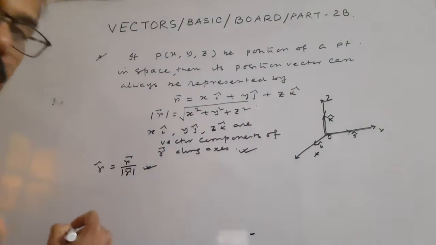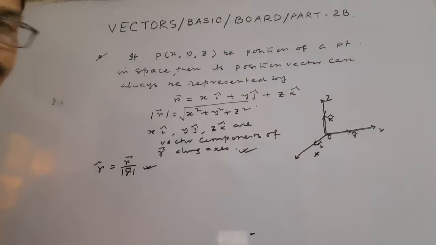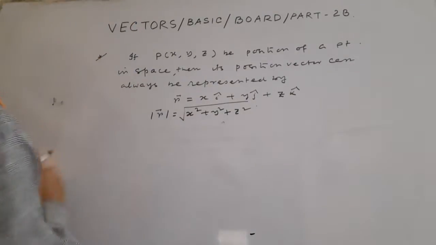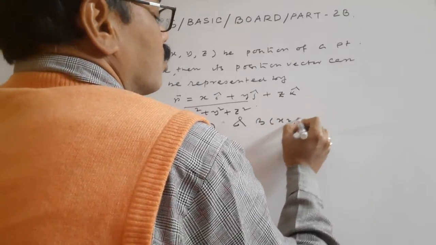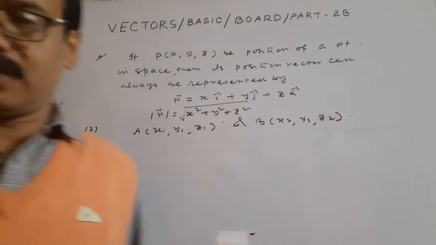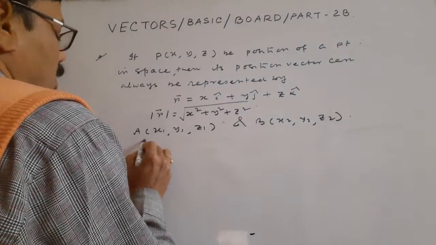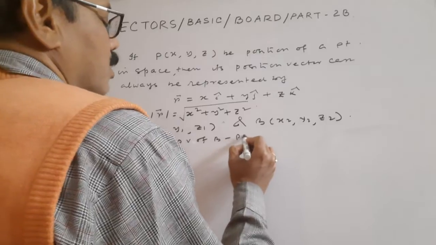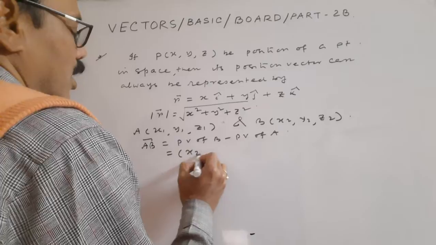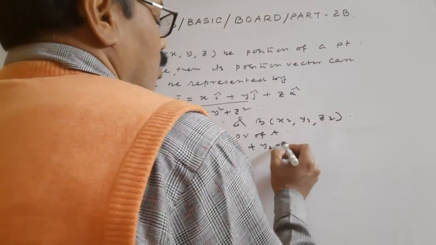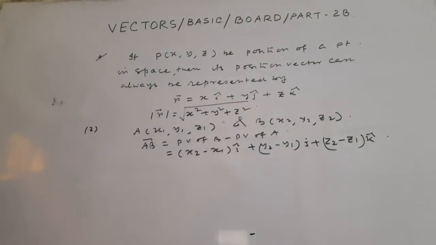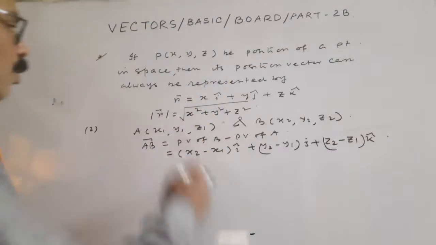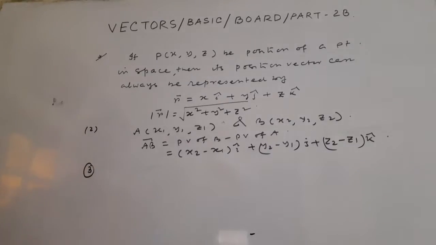Then second one, number 2. If A(x1, y1, z1) and B(x2, y2, z2) are 2 points in space, then AB vector equals PV of B minus PV of A. So this is (x2 minus x1) into i cap, (y2 minus y1) into j cap, and (z2 minus z1) into k cap. So this one, all of you know it.